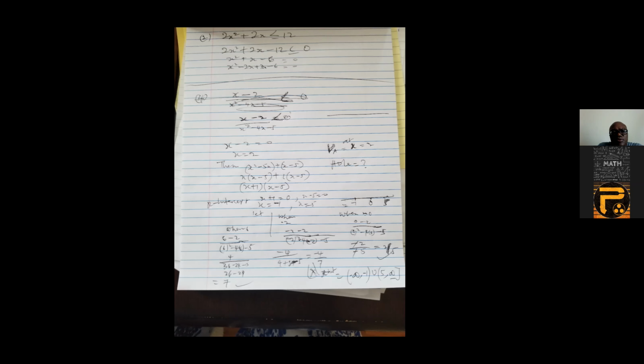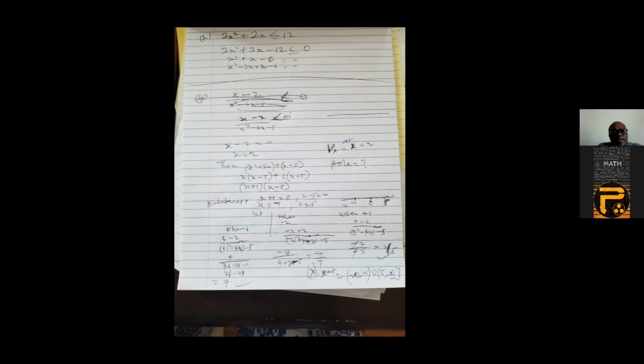At x equals 2, there's a vertical asymptote. Then there's no hole there because there's nothing to cancel. Then we take the denominator and factor it out.